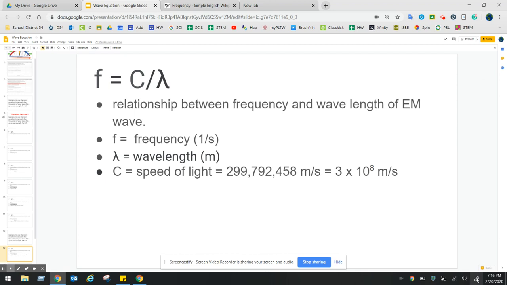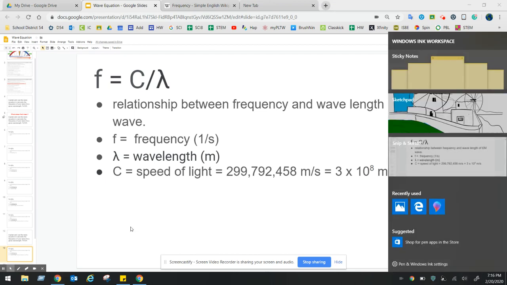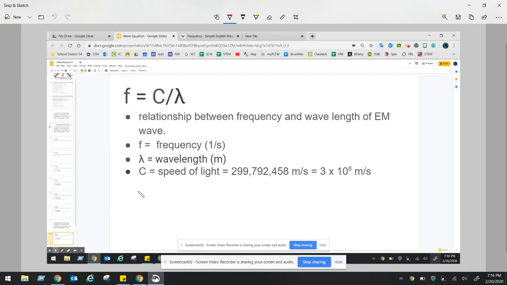So again, I'm going to sketch. I'm going to start over again. So my f is c divided by lambda, and that is 3 times 10 to the 8 meters per second. And now let's take something smaller. Let's say something in the nanometer range. So let's say 6 nanometers.